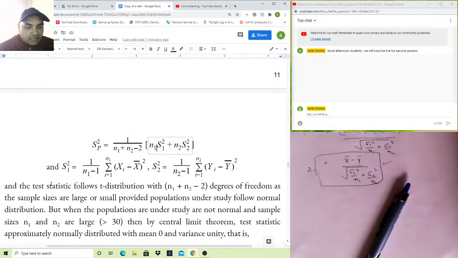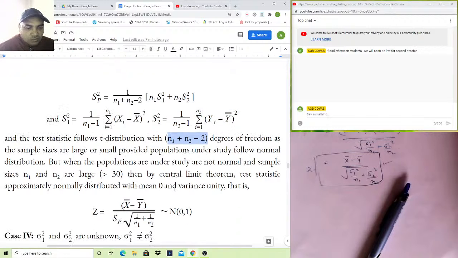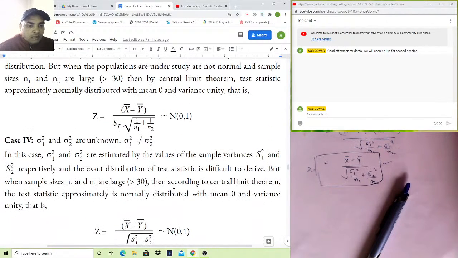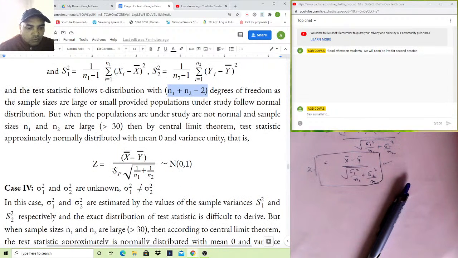So how can we find this S1? These can be found like this. This is the formula for S2. Okay. So here your degrees of freedom will be n1 plus n2 minus 2. Now what can be the fourth case? So this pooled sample variance will come out here and your formula will become this one.